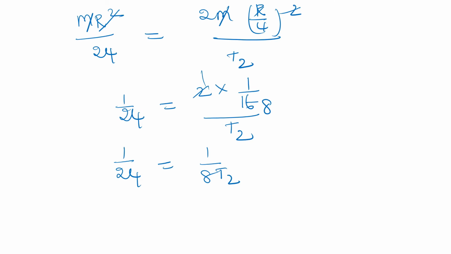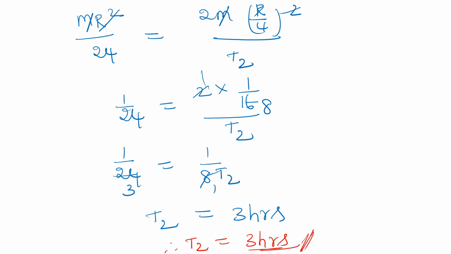Now 8 threes are 24. Now T2 is equal to, taking cross multiplication, 3 hours. This is the final answer. T2 is equal to 3 hours. Okay. Next we will go to the next question.